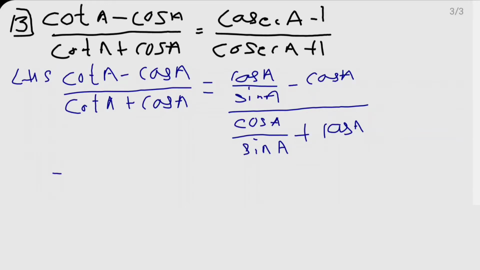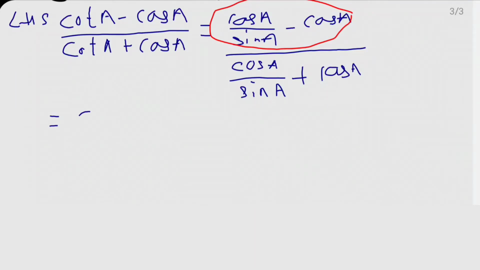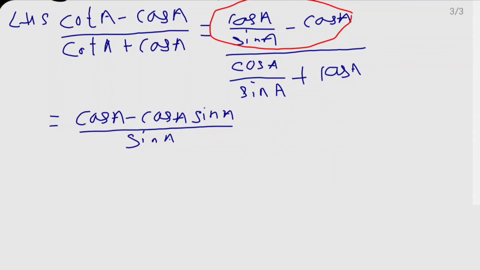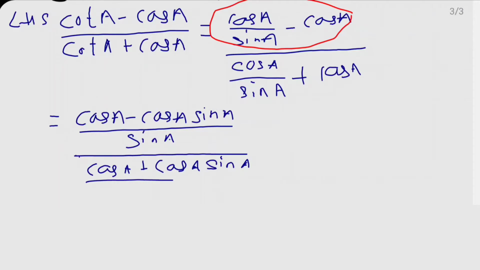So now here, in the numerator take LCM sin A, so it becomes (cos A minus cos A into sin A) divided by sin A, and in the denominator also take LCM sin A, so now it becomes (cos A plus cos A into sin A) divided by sin A. Now here sin gets cancelled.